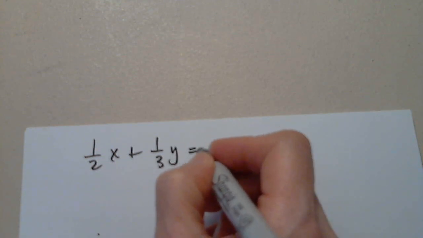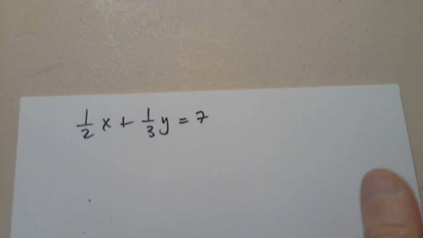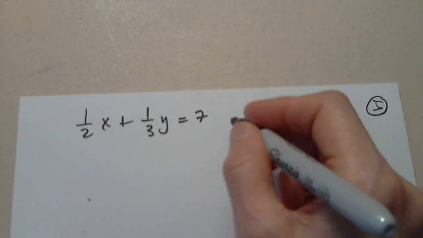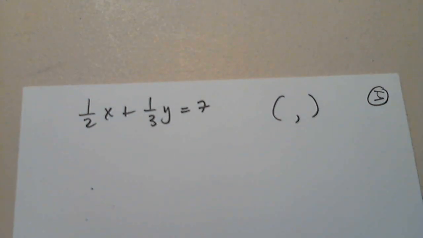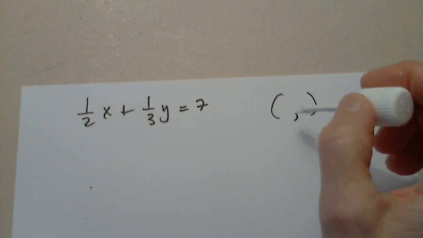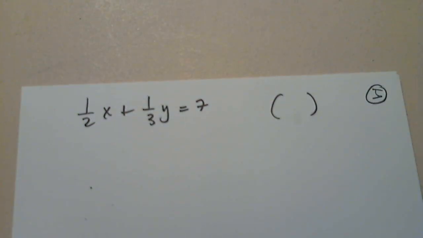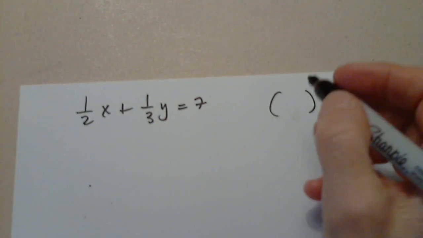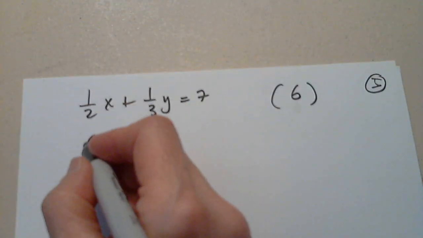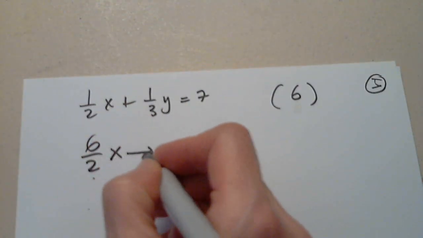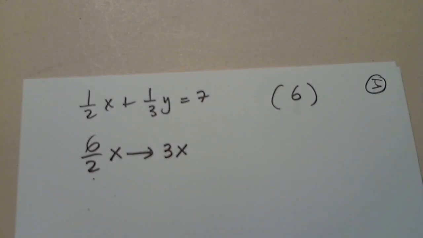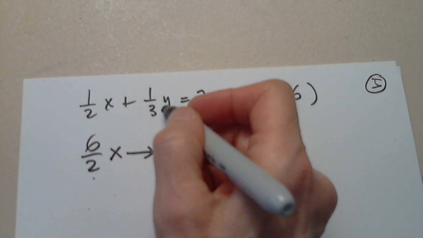Let's say we have 1/2 x plus 1/3 y equals 7. And the least common denominator here is 6. Excellent. This is 6 indeed. And look what happens. 6 over 2 times x gives us 3x. Do you agree with that? Because I have to multiply this by 6. Yes. Good. Then I multiply this by 6.